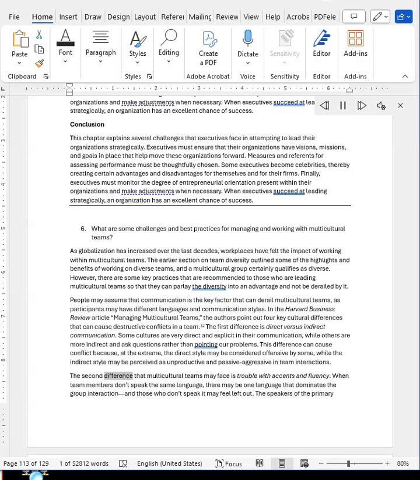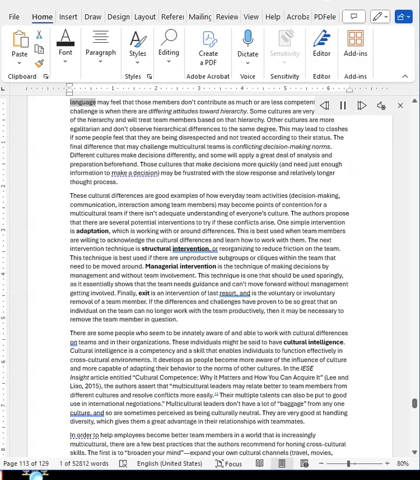The second difference that multicultural teams may face is trouble with accents and fluency. When team members don't speak the same language, there may be one language that dominates the group interaction, and those who don't speak it may feel left out. The speakers of the primary language may feel that those members don't contribute as much or are less competent.